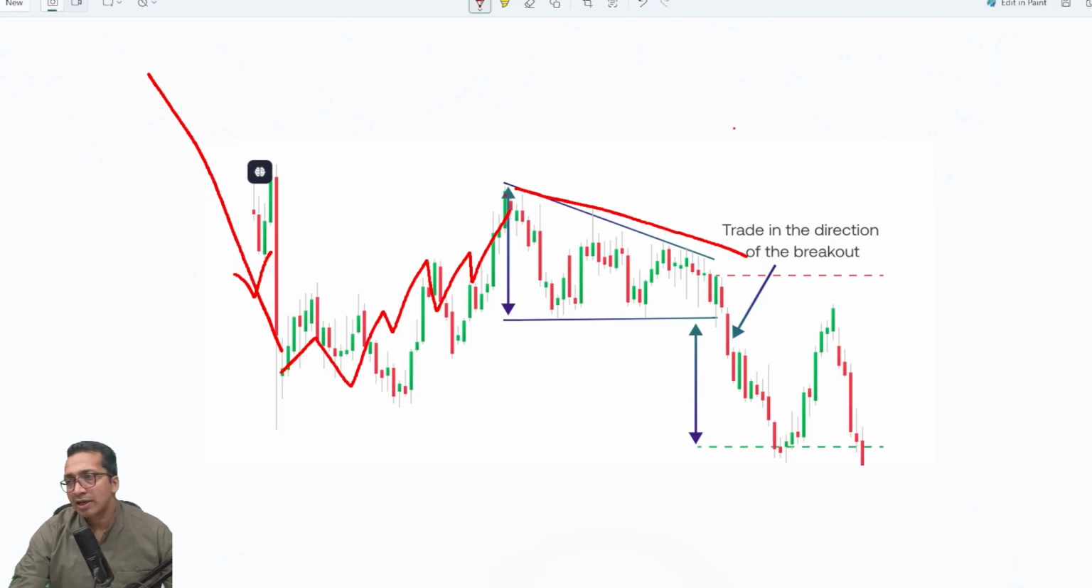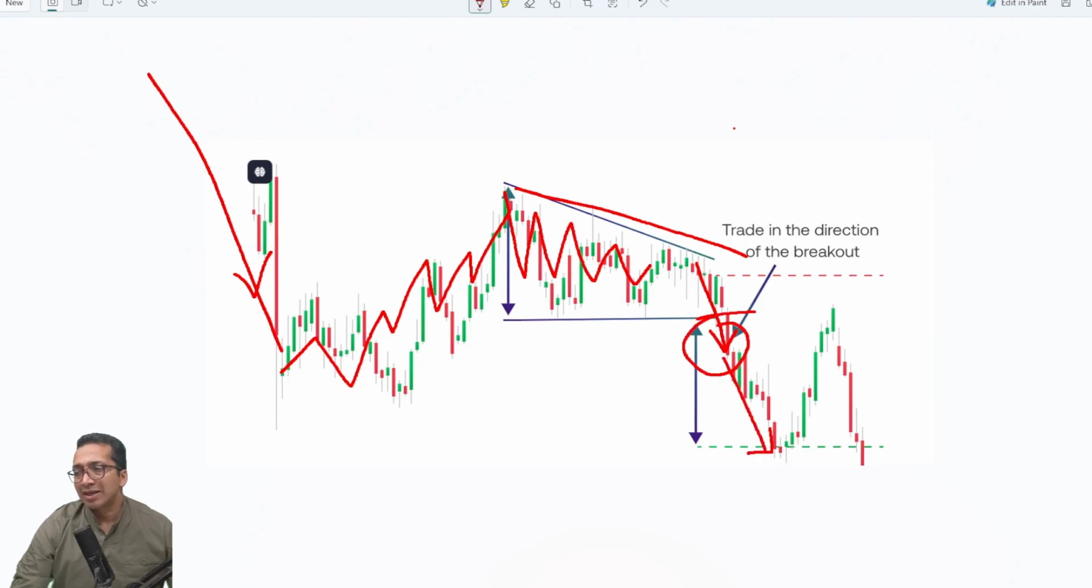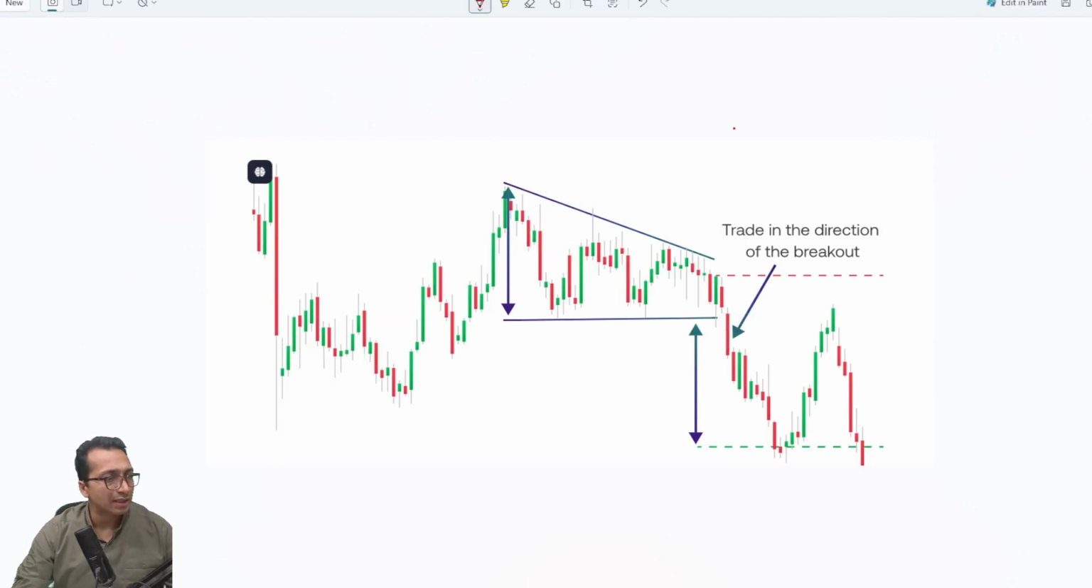So they have bought, and after that it got stuck in a descending kind of triangle, and then most likely it breaks down on the lower side, and that would mean that there is further market weakness. That would mean that the market is going to crack further below. So this is another triangle kind of pattern.